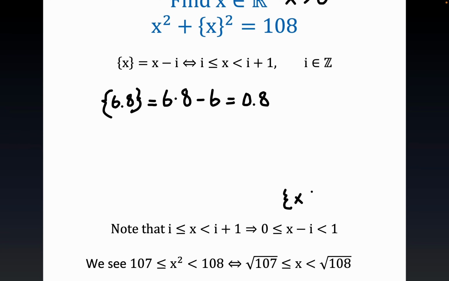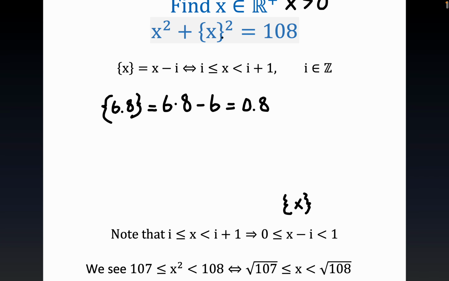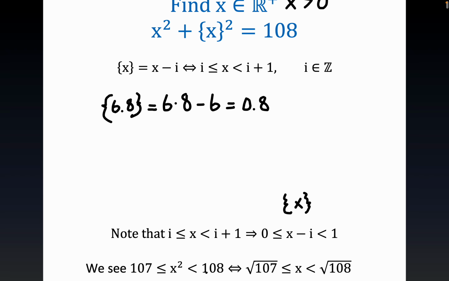All right, so the fractional part of x is definitely a number between 0 and 1. And so that explains why this statement right here would imply this, right? Because this piece right here is always stuck between 0 and 1. That implies this inequality right here. Notice how this piece just disappeared, and x squared itself has to be trapped between 107 and 108.